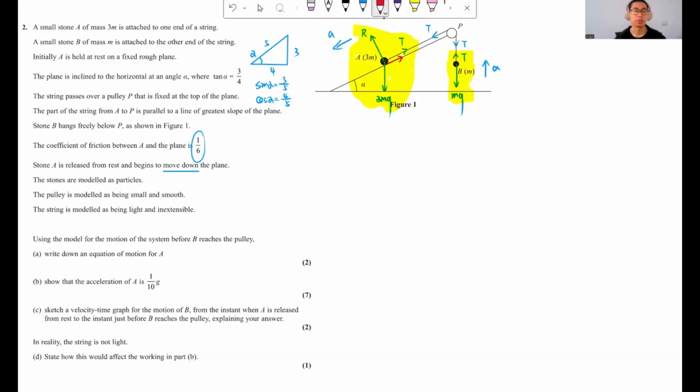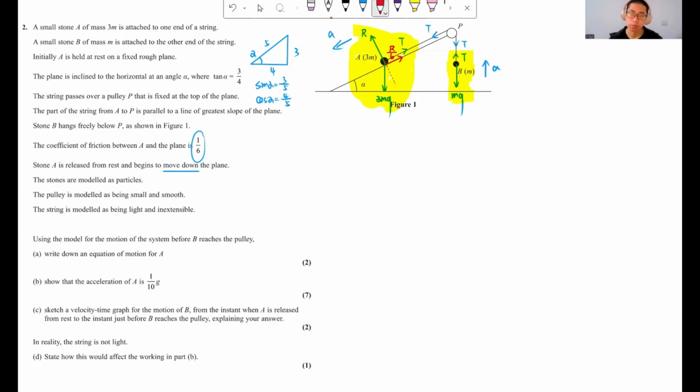And then we know the coefficient of friction is 1/6. So that means the friction should just be R/6 because the friction is equal to mu R. So 1/6 times R, just R/6. And then we need to resolve all the forces either parallel to the moving direction or perpendicular to the moving direction. So for the forces acting on A, R is perpendicular to the plane, and so are the friction and tension. So only 3mg is what we need to resolve.